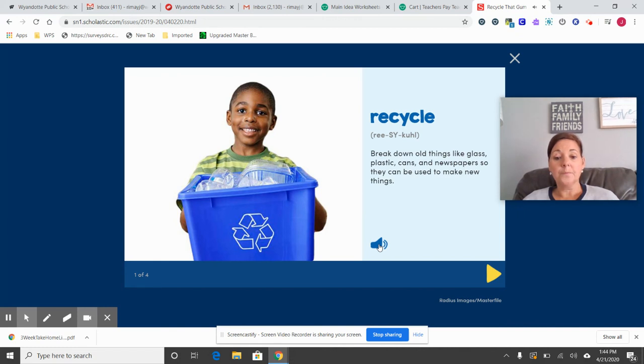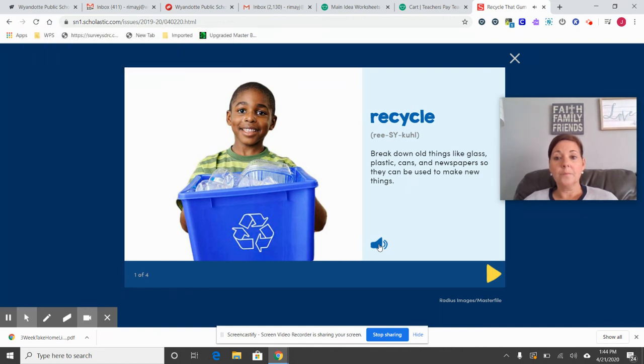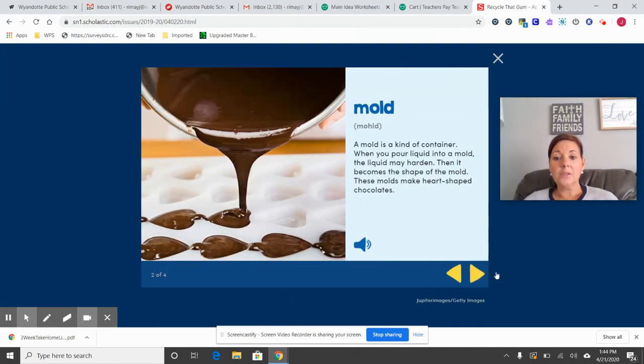Recycle. Break down old things like glass, plastic, cans, and newspapers so they can be used to make new things. The next word is mold. A mold is a kind of container. When you pour liquid into a mold, the liquid may harden. Then it becomes the shape of the mold. These molds make heart-shaped chocolates.